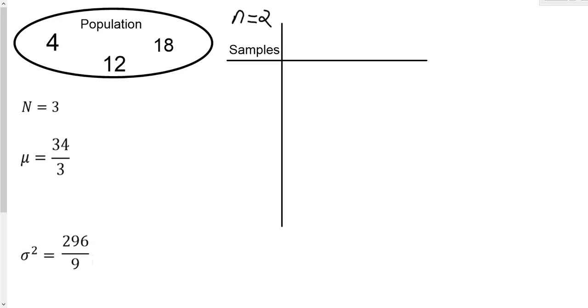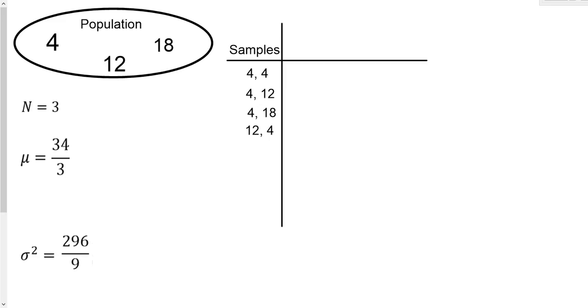All right, so one sample could be 4, 4. I could reach in and pull out a 4, then reach back in a second time and pull out another 4. That would be my first sample of size 2. Another sample of size 2 would be 4, 12. Reach in first and pull out a 4, then second I pull out a 12. Or 4, 18. Those are all the possible samples where I reach in first and pull out a 4.